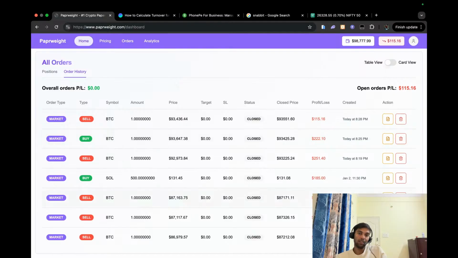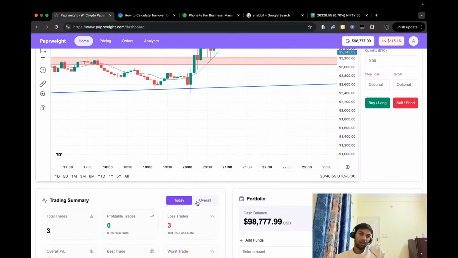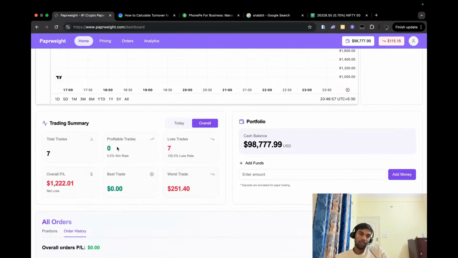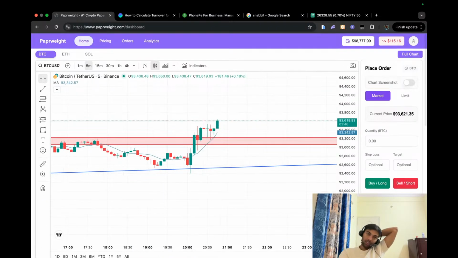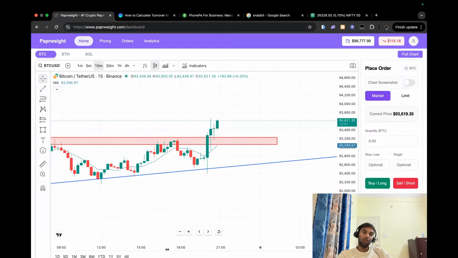Just look at the streak, guys. These are 7 trades, and in 7 trades, I booked 7 losses. Overall, you can see there are 7 trades, profitable 0, and the overall PNL is $122. Worst trade is $251. The best trade is yet to come. But guys, this is today's session. We'll see you in tomorrow's session. Okay.